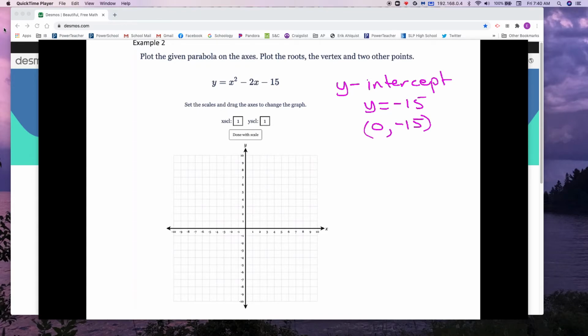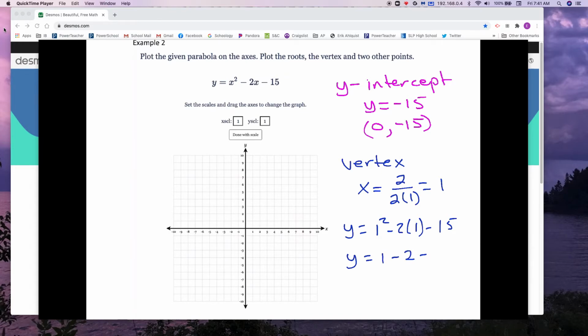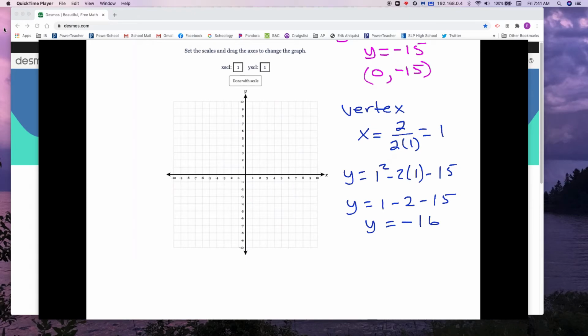Let's figure out what the vertex is. The vertex is x equal to the opposite of b over 2 times a. So again, the vertex was at x equals 1. But let's figure out what the y value for the vertex is. That would be 1 squared minus 2 times 1 minus 15. So y is equal to 1 minus 2 minus 15. So y is equal to negative 16. So we know our vertex is at 1 comma negative 16.